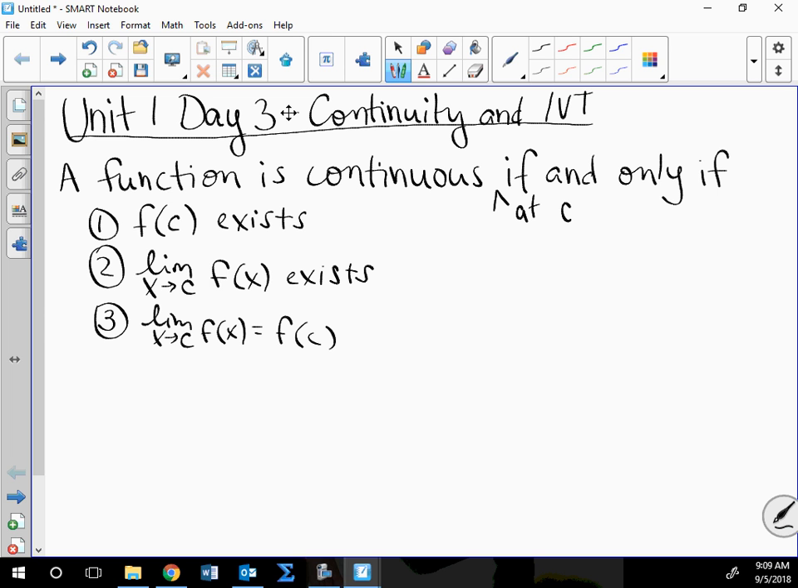That really bothers me, that that's not in there. Okay, a function is continuous if and only if all 3 of these hold true. If it fails any of these 3, it's not continuous at that point.